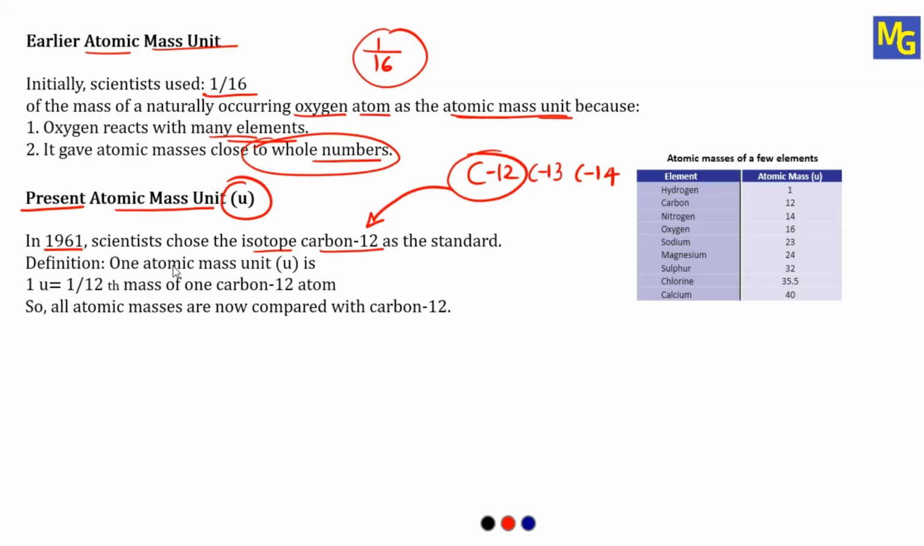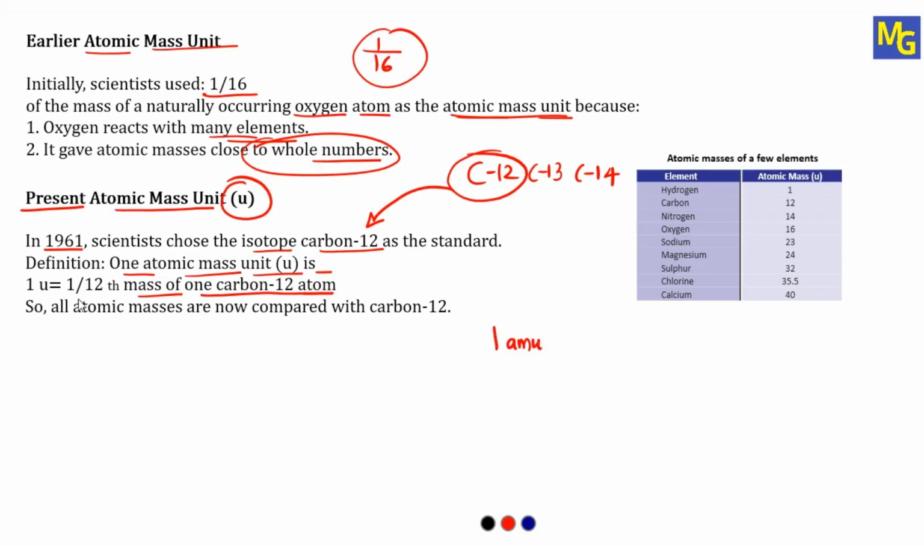So what is the definition of this atomic mass unit? One atomic mass unit is 1 u. It is nothing but 1/12 of the mass of one carbon 12 atom. So what is one atomic mass unit?